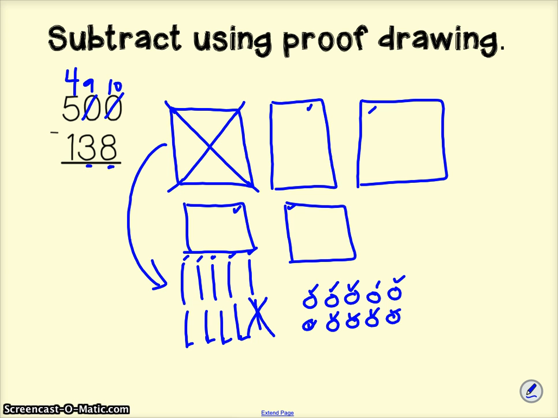Now I have 10 ones. I'm able to take 8 away. So I'm going to cross out 8 of them. I have 5, 6, 7, 8. That is going to leave 2 left.